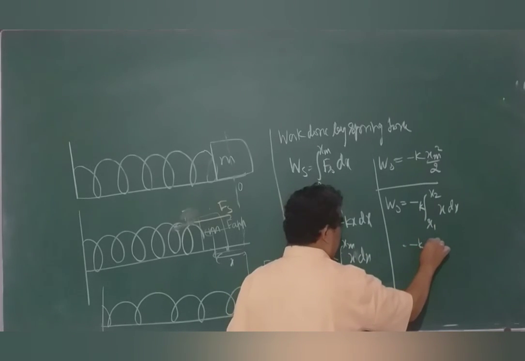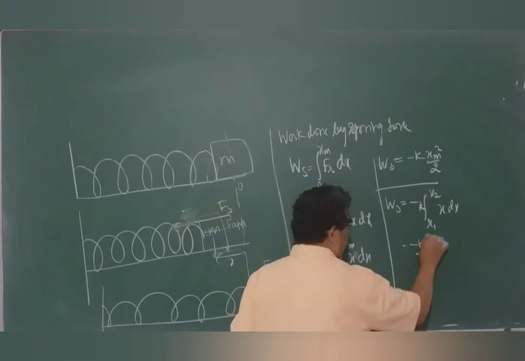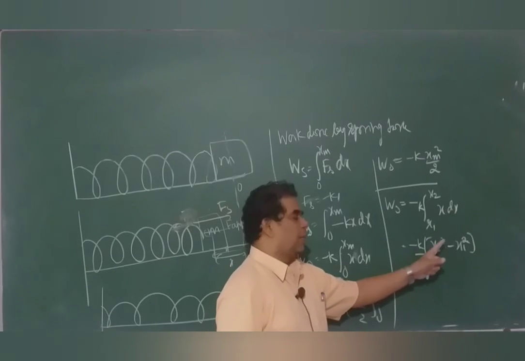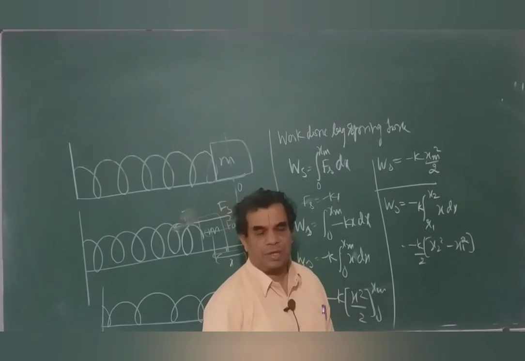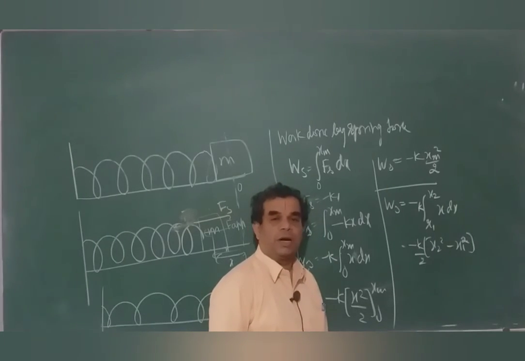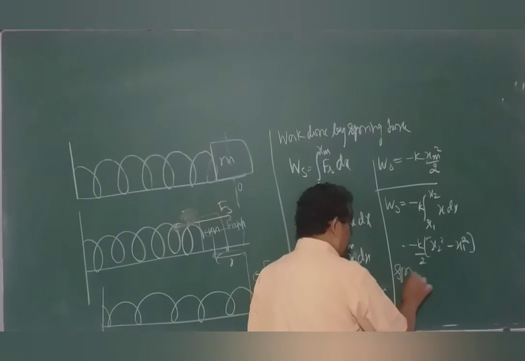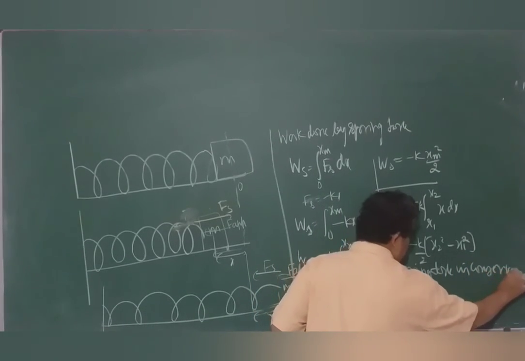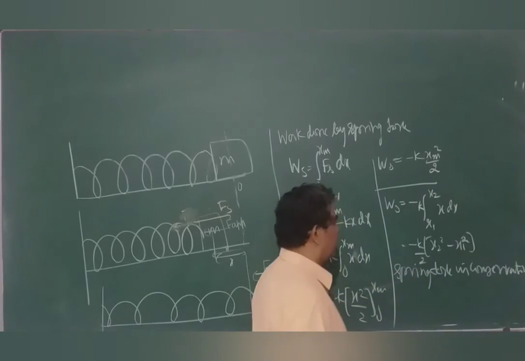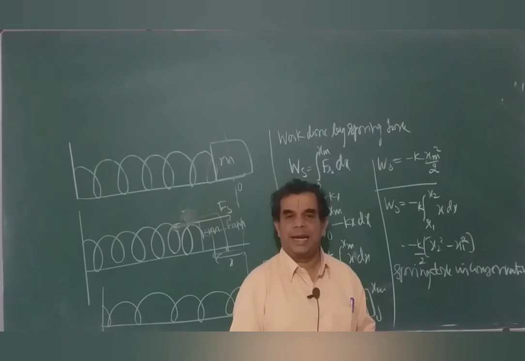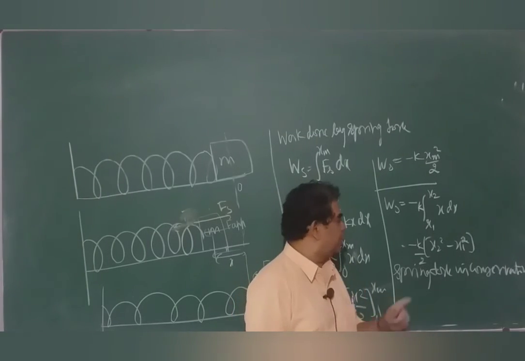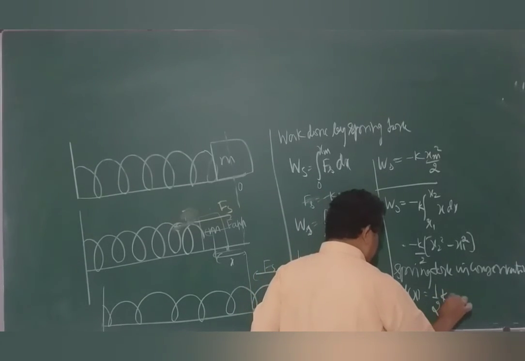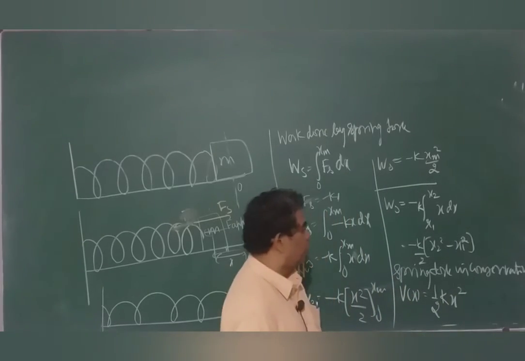What we get is Ws equals minus half k (x2 square minus x1 square). As we can see now, the work done depends on the final and initial positions only, which is a characteristic of a conservative force. Therefore, we can take the spring force as conservative. Therefore, we can generate a potential energy expression for the spring force like this. V of x is half kx square. This is the potential energy stored in the spring.